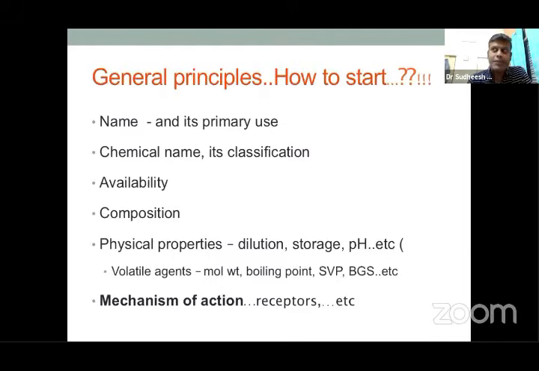Most of the time, if you see the drug table on the tray, it will be arranged with induction agents on one side, opioids on one side, benzodiazepines and other premedicants on one side. So you should know what group it belongs to, the functional classification as well as the pharmacological classification, depending upon the chemical molecule present in the drug. And next is its availability.